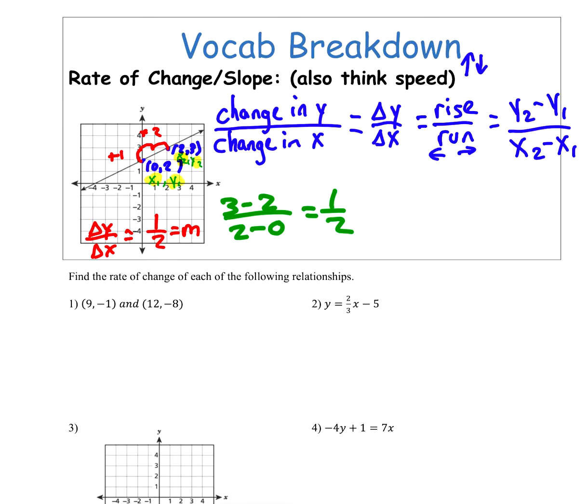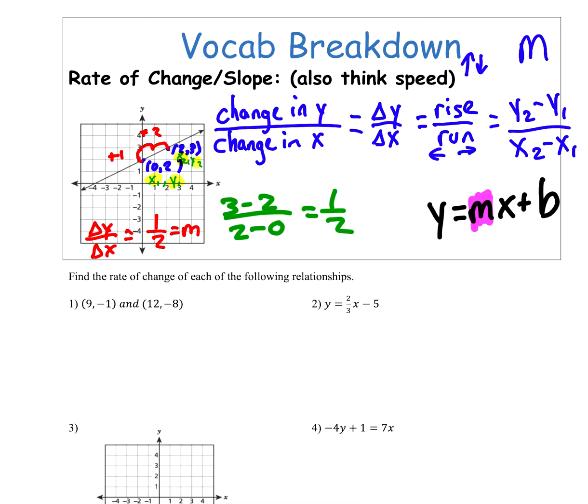And if we were given a linear equation in y equals mx plus b form, what's my slope here? My slope is just m. So that is the variable we use for slope.